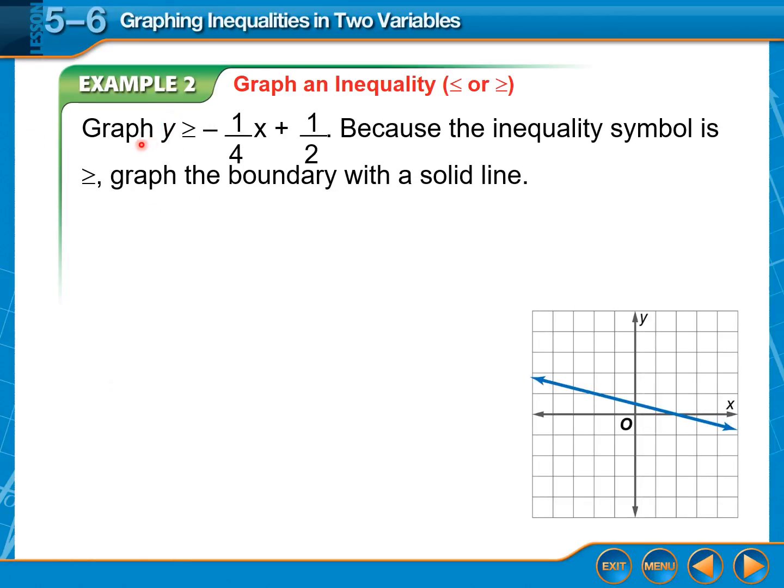So what we want to do is graph y is greater than or equal to negative 1/4 x plus 1/2. Because the inequality symbol is greater than or equal to, the line that I make is going to be a solid line. Let's take a look at the graph down here. They've already graphed it for us, but let's just go over it. Looking at my slope-intercept form, m is negative 1/4, b is 1/2. So that means my graph starts at 1/2 here.